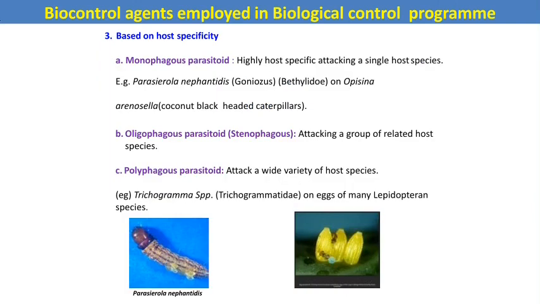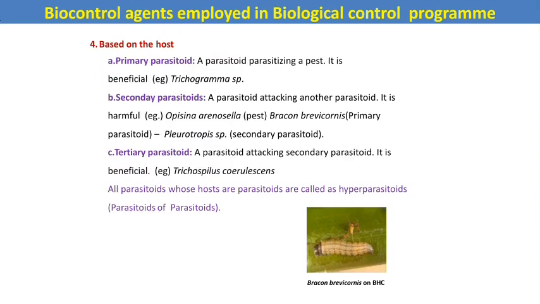Then based on host specificity: monophagous, oligophagous and polyphagous parasitoids. Monophagous means having a single host. An example is Goniozus. Oligophagous means having some hosts or a group of hosts, and polyphagous means a number of hosts, that is Trichogramma. Then again based on the host, there are primary parasitoids, secondary parasitoids and tertiary parasitoids.